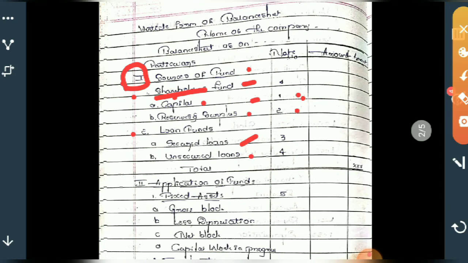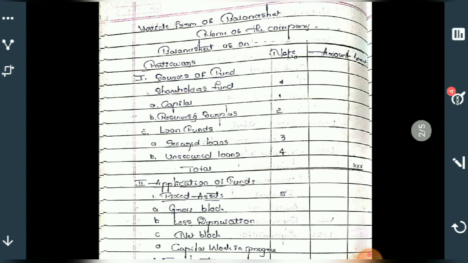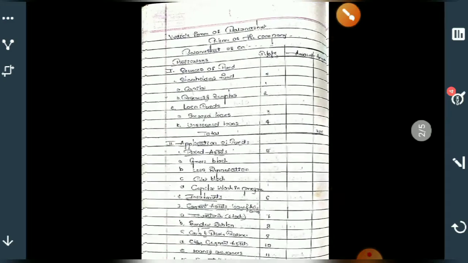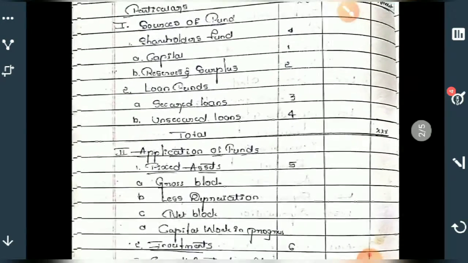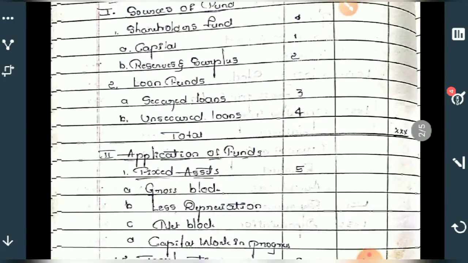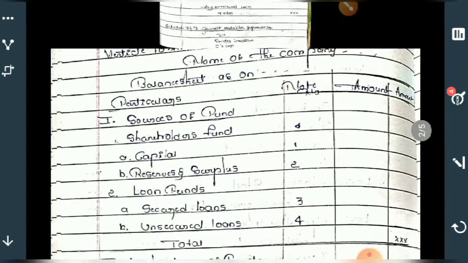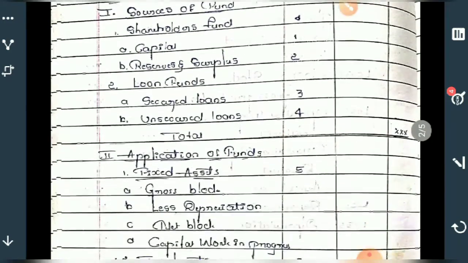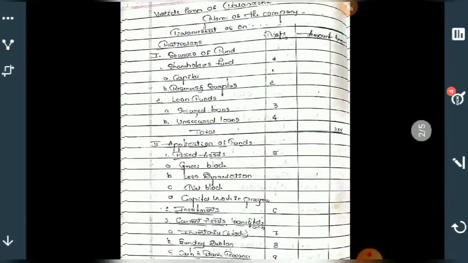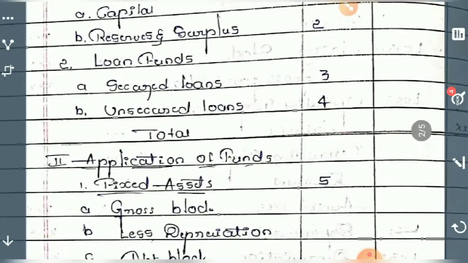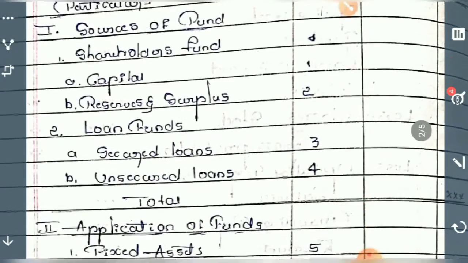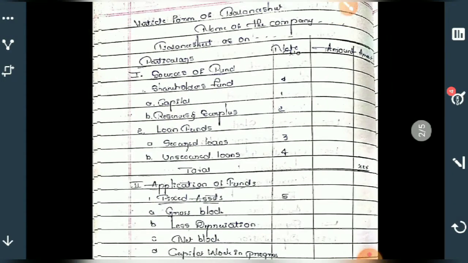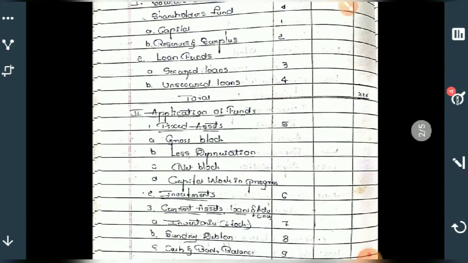In loans and advances, A and B are there, that is secured loan, that is note number 3, note it. Then unsecured loans, note number 4, note it. So this is your liability side. Four items are there in the liability side, and that is called sources of funds. Now the total is to be written here, 1, 2, 3, 4, the total you have to take in the outer column.